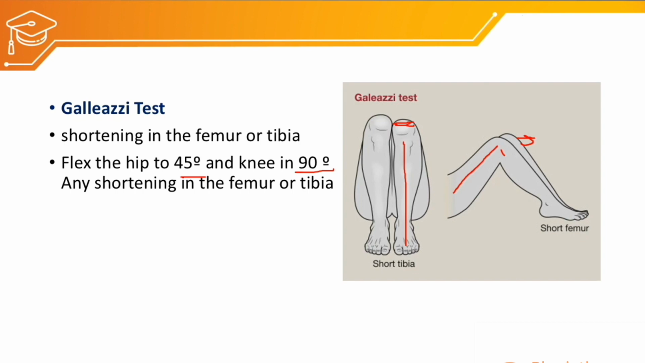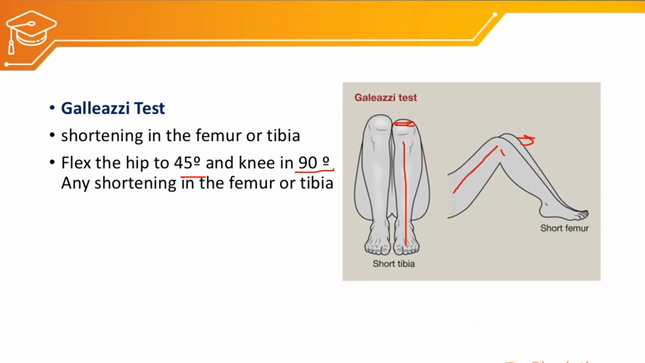Then we discussed about the segmental measurement, where first segment we are going to measure is from the ASIS to the greater trochanter, and second segment is from greater trochanter to the lateral joint line of the knee, and third segmental measurement is from the medial joint line of the knee to the medial malleolus.